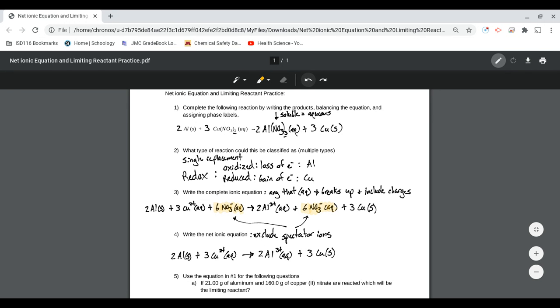sides of the equation, to end up with an equation that was 2Al(s) + 3Cu2+(aq) goes to 2Al3+(aq) + 3Cu(s). We have the same number of each atom on both sides. The charges are the same on both sides. Overall charges, I should say. The overall charge of both sides is the same.